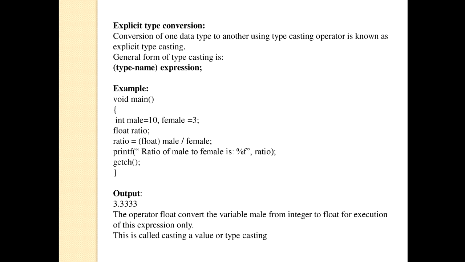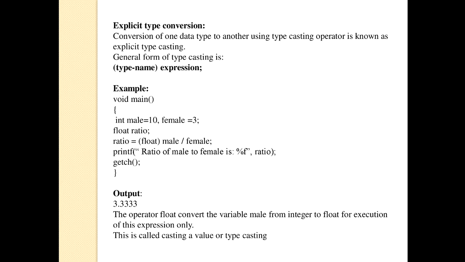Another type is the explicit type conversion. In this category, the working is the same, meaning you convert one data type into another, but this explicit type conversion is done explicitly according to the user's requirement, and that's why it is called explicit type conversion. The general form of typecasting is (type name) expression. Before the expression, you insert the data type into which you want to do the explicit type conversion.